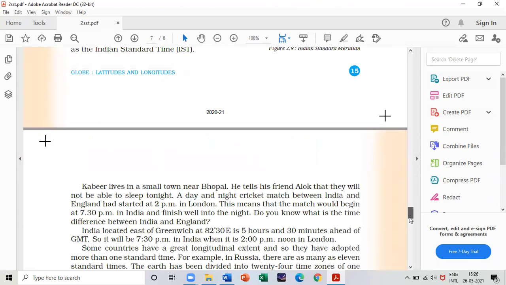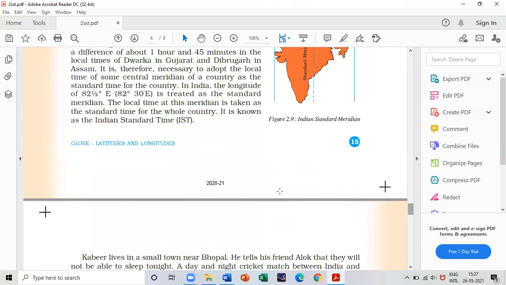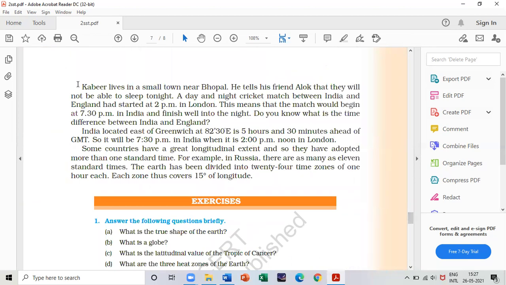Even for MCQs, you will get the question: what is the full form of IST? Make sure you write it properly with all capital letters: I for Indian, S for standard, T for time. You can also get the full form of GMT. GMT means Greenwich Mean Time. And see, Kabir lives in a small town in Bhopal. You can read the timetable here and make sure you practice a little bit.